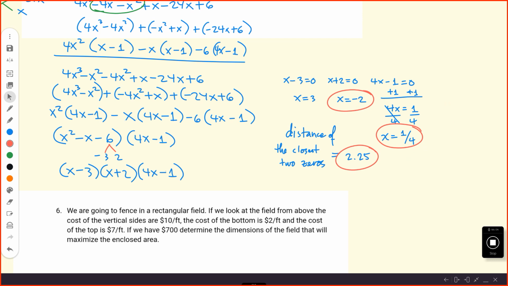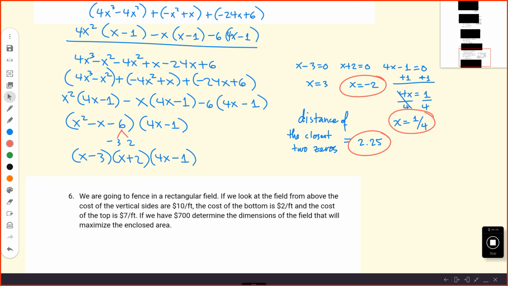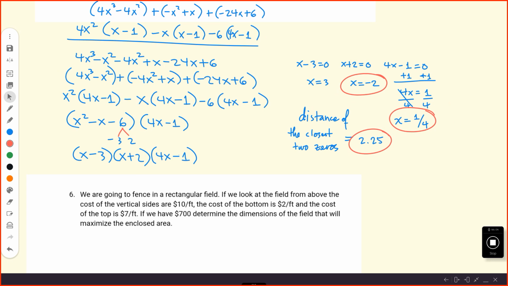Again, if you find the distance, you just have to find what is the space between the two numbers, the two integers, right? So on the number line is 2.25. Because you're finding absolute. Question.